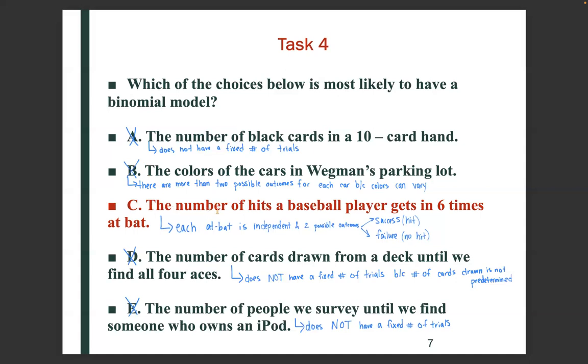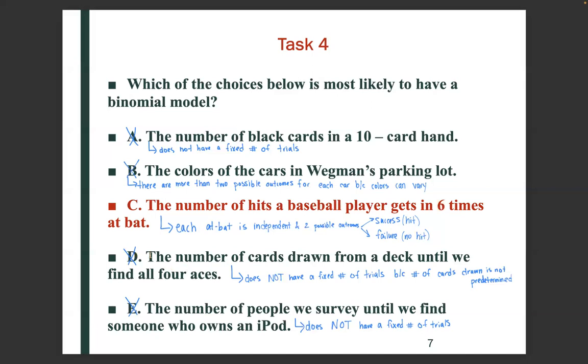C, the number of hits a baseball player gets in 6 times at bat. This does follow a binomial model because each at bat is independent and there are 2 possible outcomes: a success, which is if you hit the ball, or a failure, which means there's no hit. And there's a fixed number of trials as well, because we have 6 times at bat.